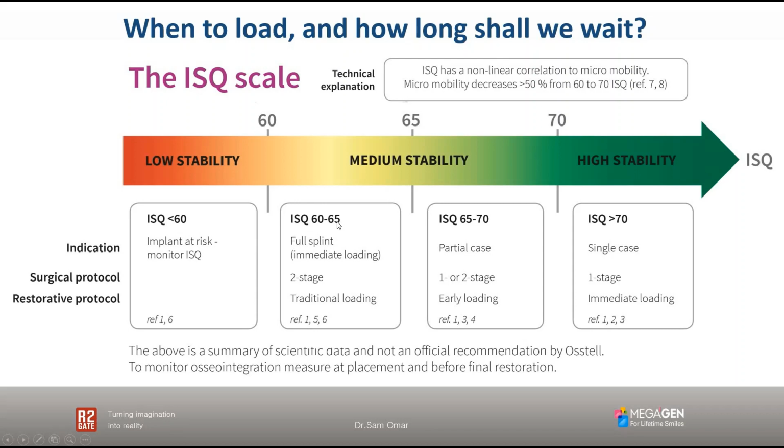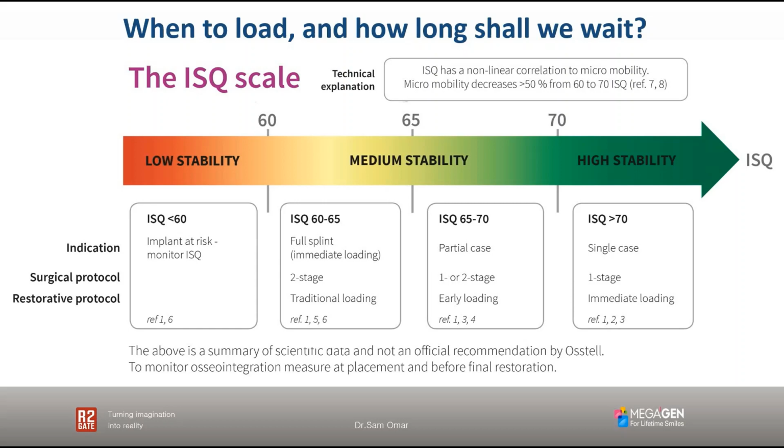If you get 60 to 65 ISQ, if you have a full arch case, you could immediately load the full arch, as long as we have what we call full splinting or cross arch stabilization. Or if you have a single restoration or a partial, do a 2 stage and do traditional loading, which means that we should wait a little bit longer, about 3 months. If you get less than 60 ISQ, it means that this implant has a very low primary stability, and ideally you should monitor the ISQ of this implant over time.